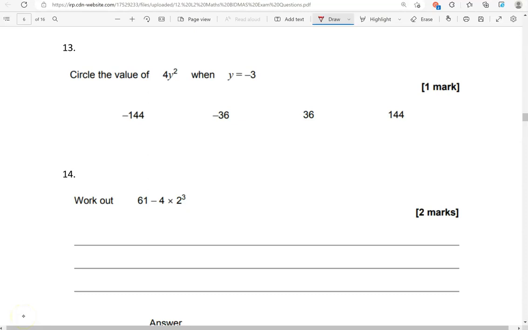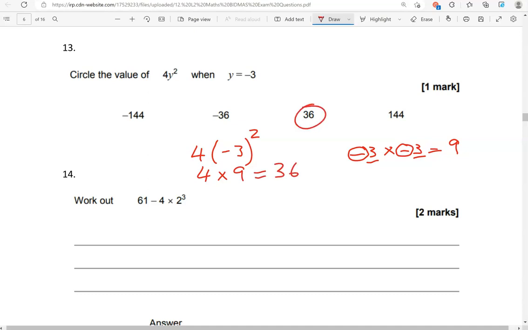Circle the value of 4y squared when y is equal to negative 3. So 4y squared. So negative 3 squared first, because we need to do the indices or powers first. So negative 3 times negative 3, that is equal to 9, because multiplying a negative by a negative gives us a positive, and 3 times 3 is 9. So now we have 4 times 9, which is 36. So the answer is 36.